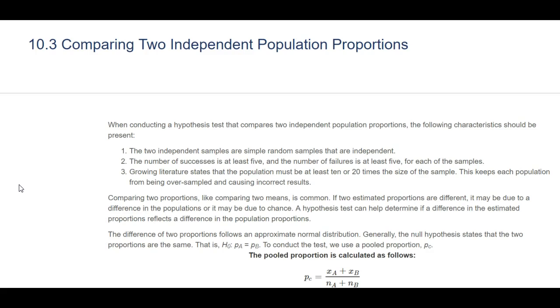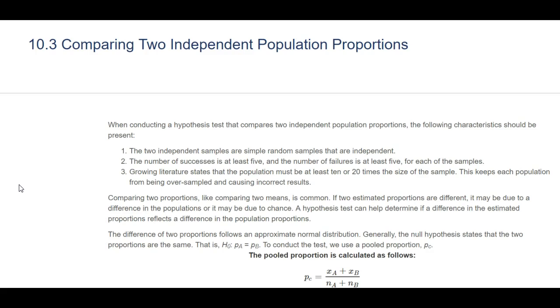Number one, they're two independent samples that are randomly chosen. Two, the number of successes is at least 5, and the number of failures is at least 5. If you remember when we were dealing with one sample, we had that little miniature test of n times p must be greater than or equal to 5, and n times q is greater than or equal to 5. This is right up the same train of thought.